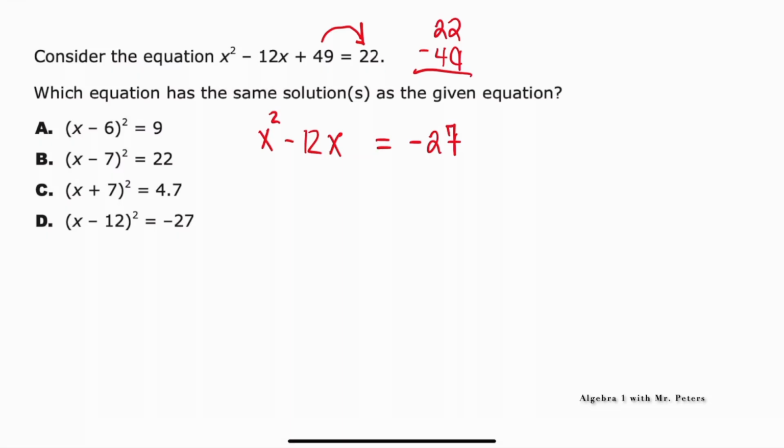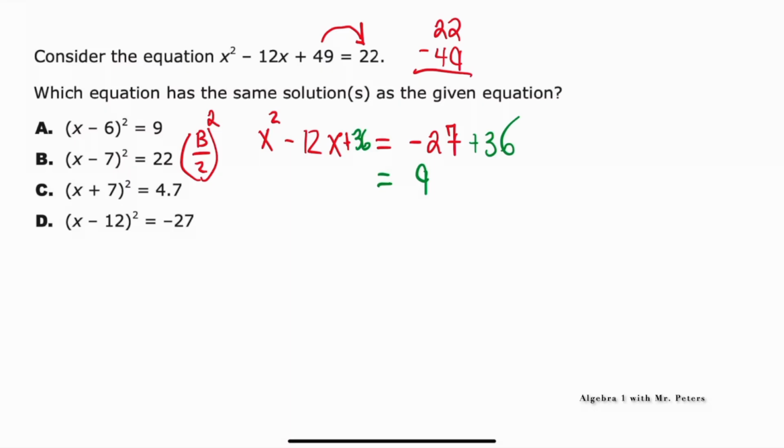Now, let's complete the square. Earlier in the video, we talked about this. We're going to do b divided by 2, then square it. So negative 6 squared gives me positive 36. We add it on both sides, right? So when I simplify my right side, I'm going to get positive 9.